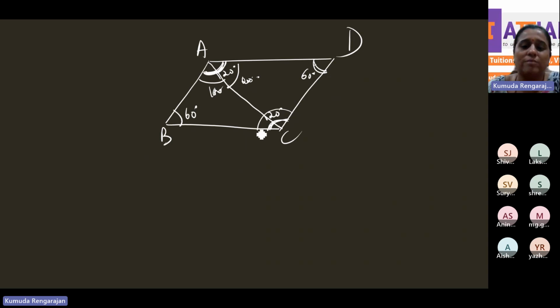Similarly, here the angle is not bisected. It does not become 60 and 60. It's not cut into 2 equal halves. Bisect meaning 2 equal halves.